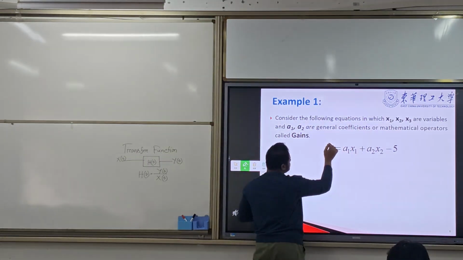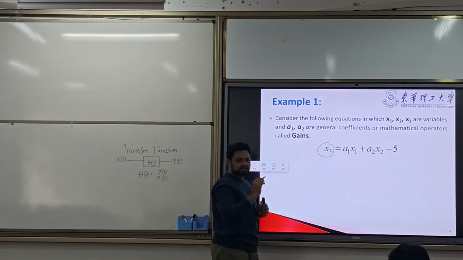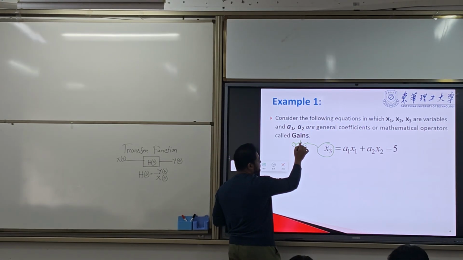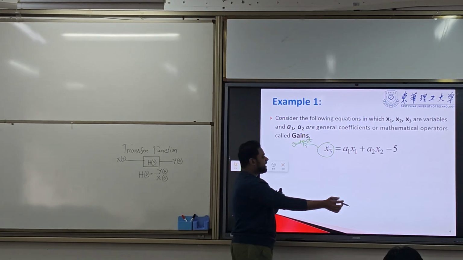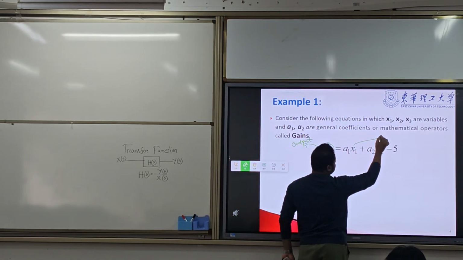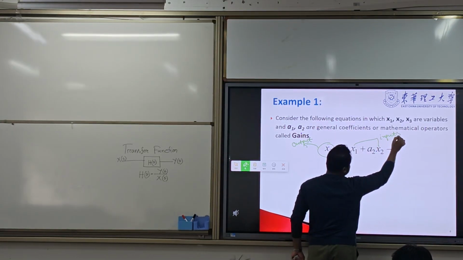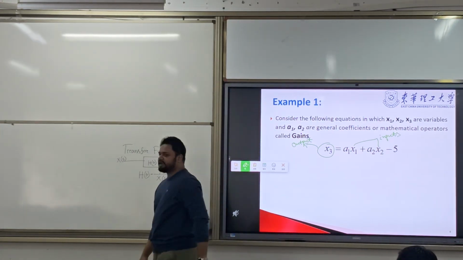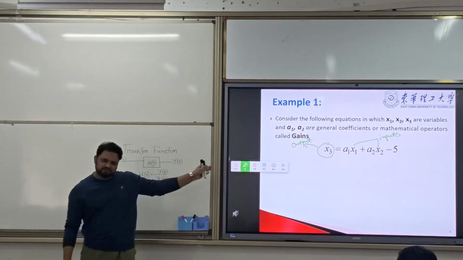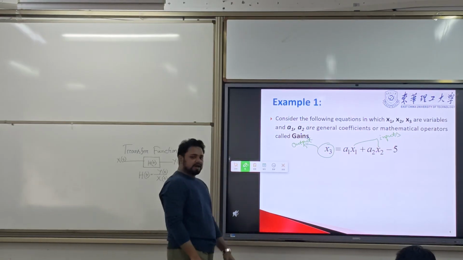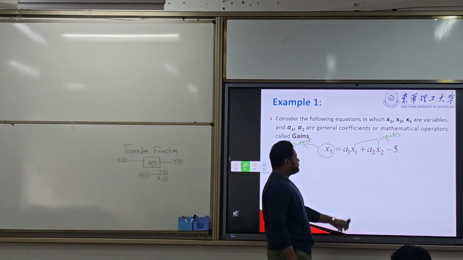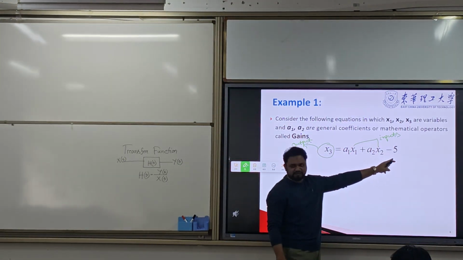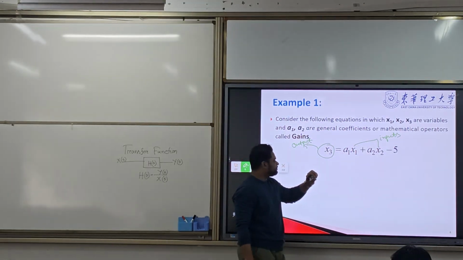Here x3 is single. That means this is our output. And this x1 and x2 will be inputs. If you cannot define inputs and outputs, you cannot draw the block diagram. To draw a block diagram, first of all, you need to define the inputs and outputs. Now, we have multiple inputs, 2 inputs, and 1 gain, a constant value, minus 5, and output.